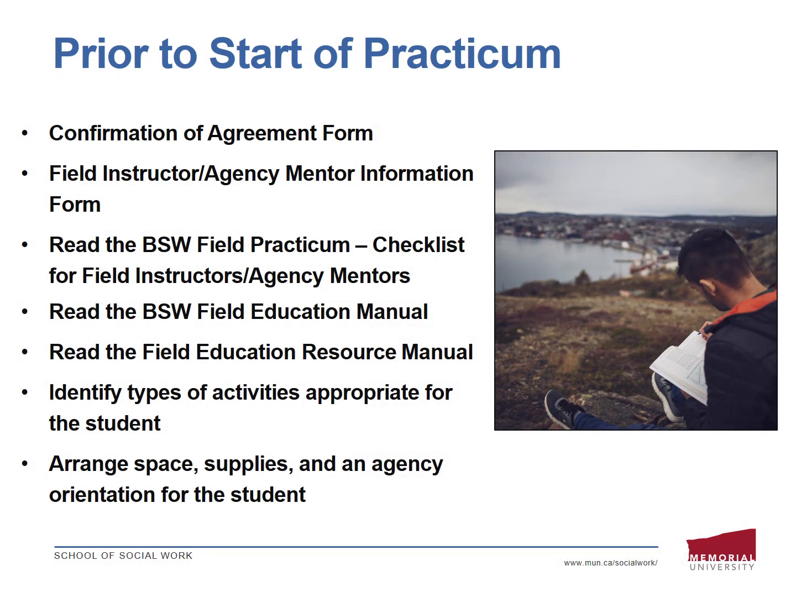Just some things for field instructors to keep in mind prior to the start of the practicum. Our academic program assistant will send you a confirmation of agreement form. You can complete that and return it to them. If you're a new field instructor or agency mentor, our academic program assistant will also send the field instructor and agency mentor information form to you. This form does not need to be completed every semester, but if there are any changes to the information, you can update the form and send it to our academic program assistant.